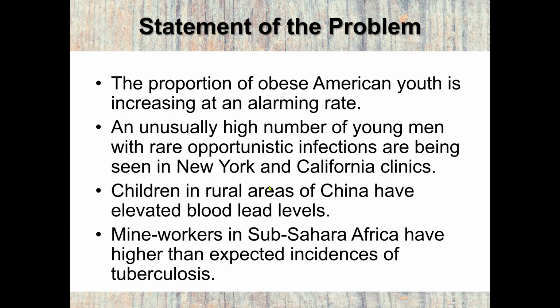Most of these infections happen in New York and also California clinics. And actually the first HIV or AIDS patient was from San Francisco, who was diagnosed. The first patient diagnosed in US for AIDS or HIV was from, again, California and San Francisco. So another example here, children in the rural areas of China have elevated blood lead levels. So this can be a statement of a problem. Then we can state our H0 and HA. Also, mine workers in sub-Saharan Africa have a higher than expected incidence of tuberculosis.